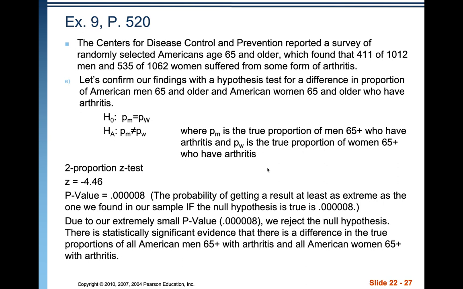There is statistically significant evidence that there is a difference in the true proportions of all American men 65 and older with arthritis and all American women 65 and older with arthritis.